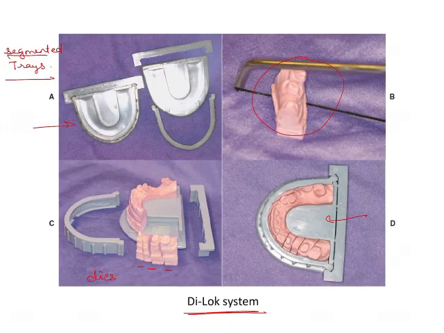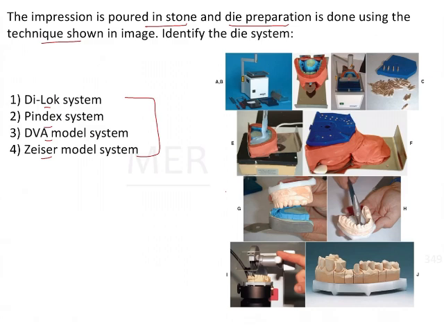Now coming to the question, we have to identify. The identifying features here are this plastic base, the silicone putty index and placement of the dowel pins before pouring. These are indicative of the ZSER model system. So the correct answer is ZSER model system.